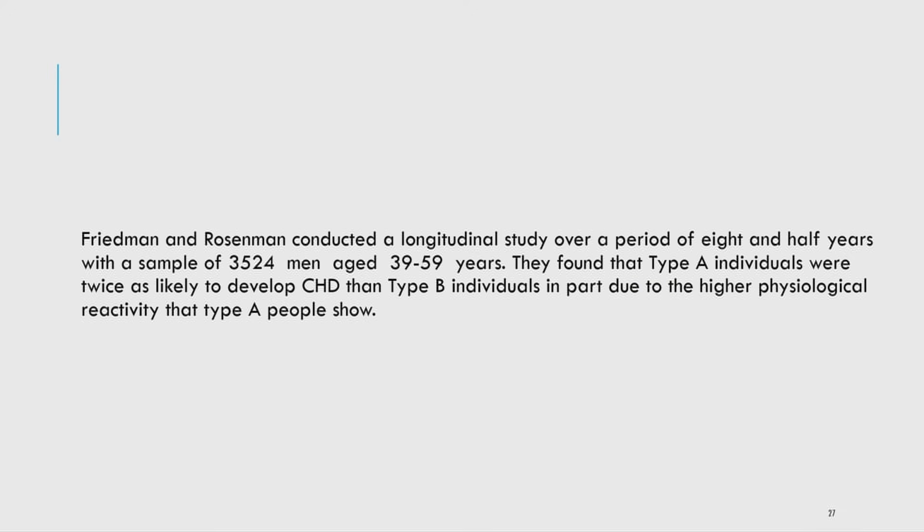Friedman and Rosenman conducted a longitudinal study, which basically means studying a group of people over a period of time, for 8.5 years with a sample of 3,524 men aged between 39 to 59 years. They found that type A individuals were twice as likely to develop coronary heart disease than type B individuals, primarily due to higher physiological reactivity of type A people than type B people.